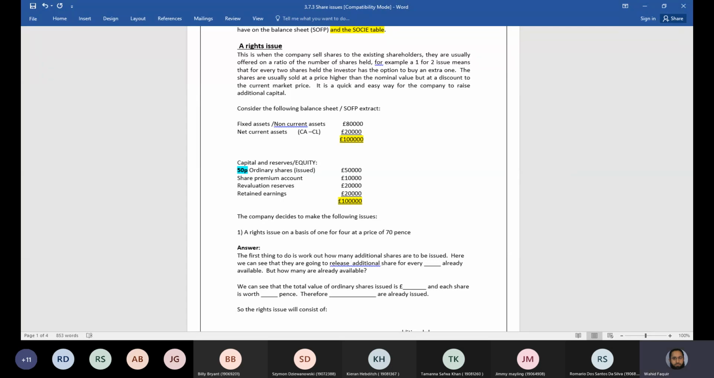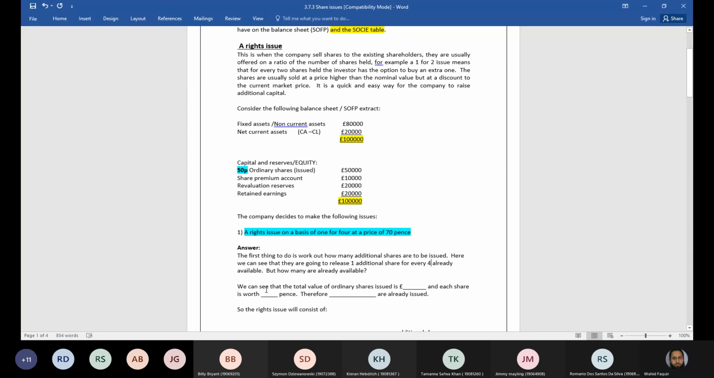Something additional share for every... So. Should be 1 additional share for every... That's your clue, guys. In fact, that's your answer. For every... What's the ratio? That's what we're saying. What's the ratio? For every 4 already available. But how many are already available?